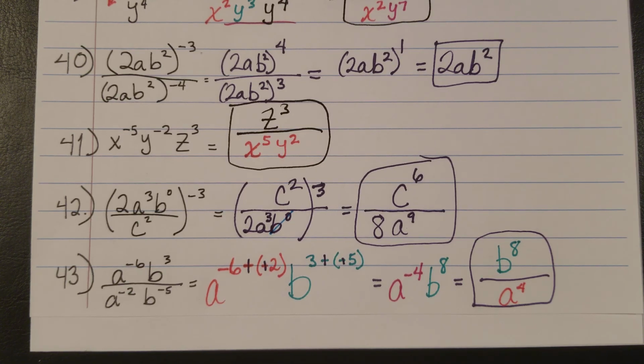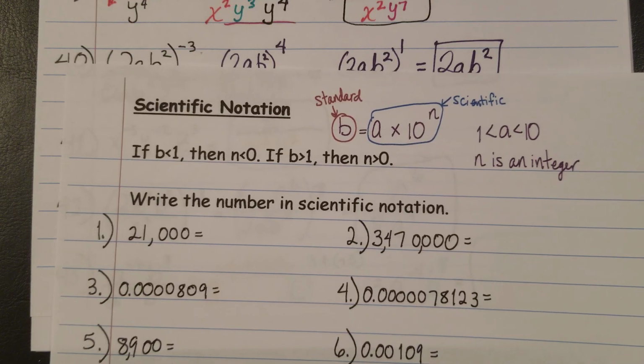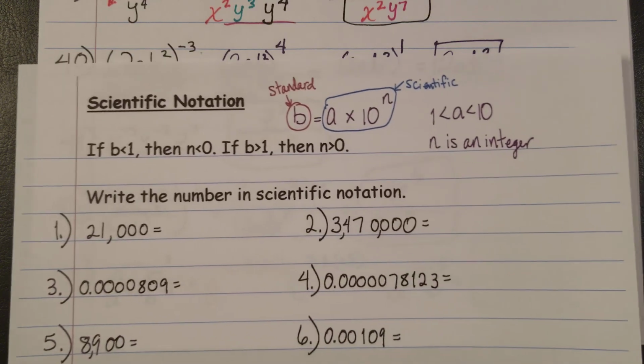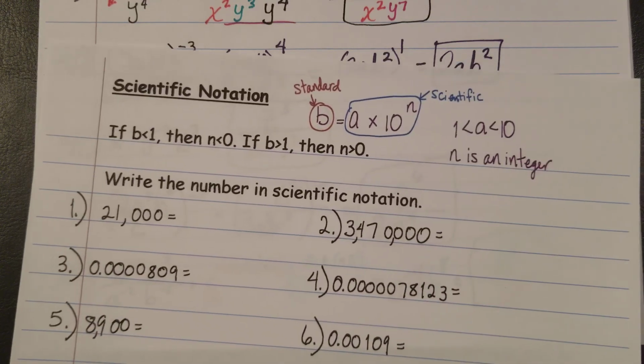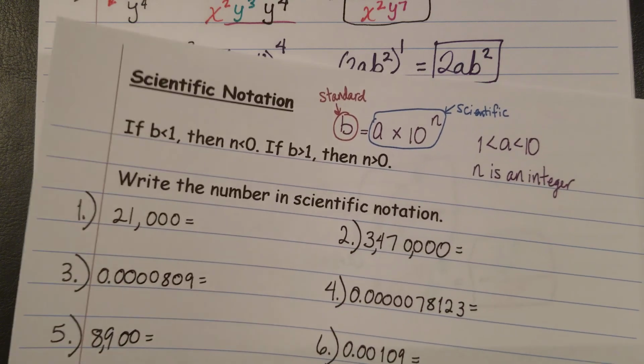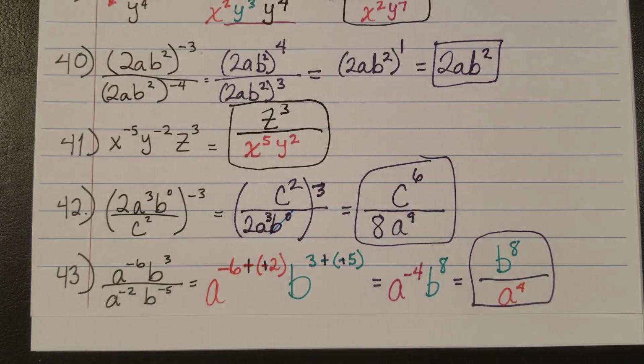I keep meaning to delete this last page. I don't know if you found this last page on your notes about scientific notation, but we do not need to know that for this class, so we can just throw that one away. All right, so that's the end of 13.2 and 13.5 about exponents.